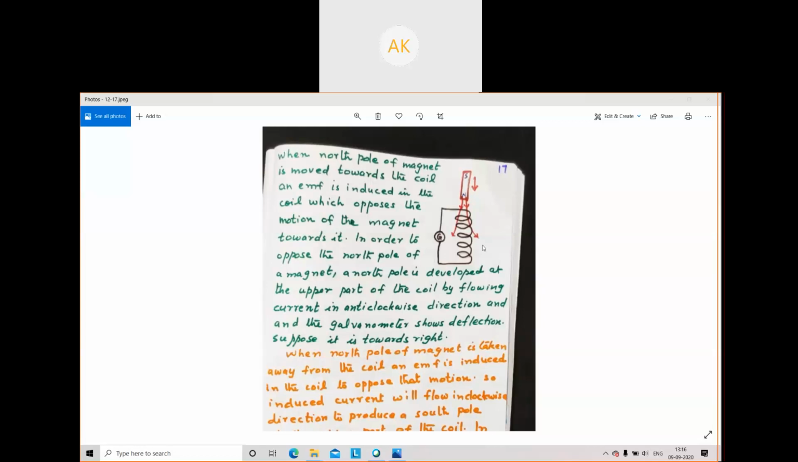Okay. So here, in order to explain Lenz's law, first what is taken? A coil, that means in the form of a solenoid. What is a solenoid? A number of turns of insulated copper wire wound in the form of a spring. That is a solenoid. And what is connected to the ends of the wire? A galvanometer. What is the use of a galvanometer? To detect the presence of current.